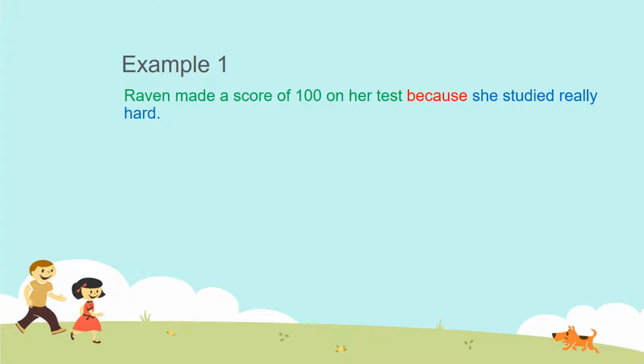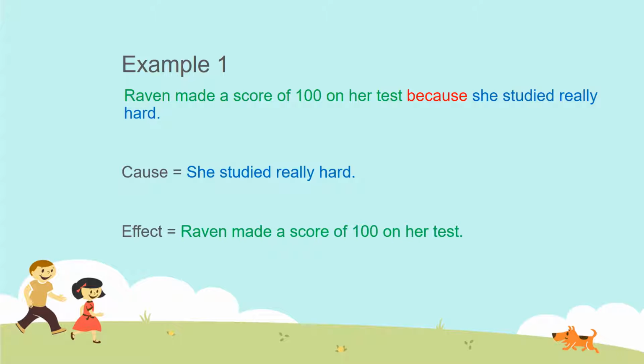So if we read the sentence, Raven made a score of 100 on her test because she studied really hard, it would help us determine that our cause is she studied really hard. And because she studied really hard, our effect is Raven made a score of 100 on her test. And the signal word in this sentence, of course, is because.